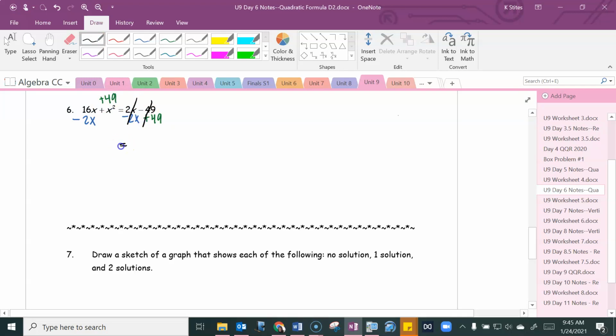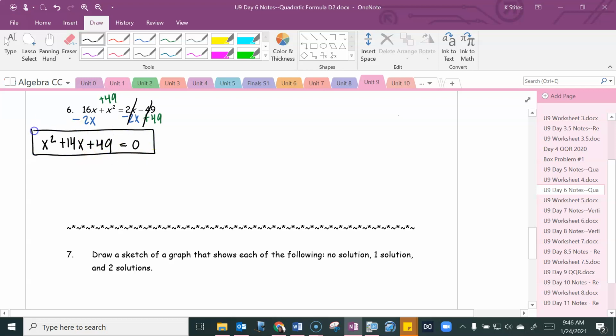So that will give us this equals 0 on the right, but we're also going to have to reorder some things on the left. We want our x squared to come first, so go ahead and put it. Notice you aren't subtracting it. It's already on the correct side. You just need to change the order. So x squared, and then we'll have 16x minus 2x is a positive 14x. And then we'll have this plus 49.